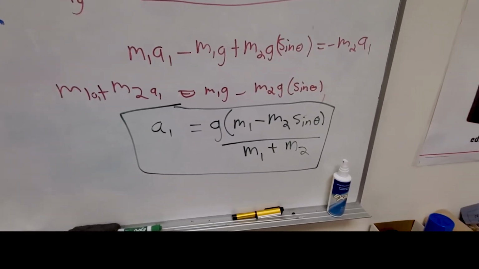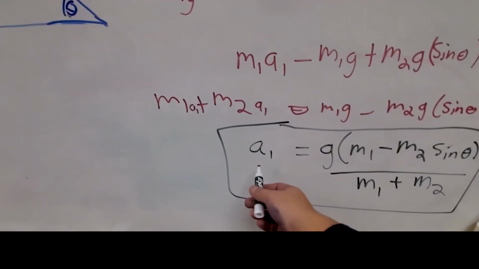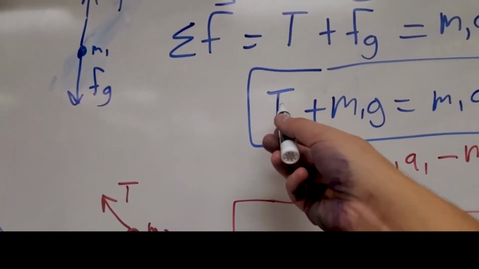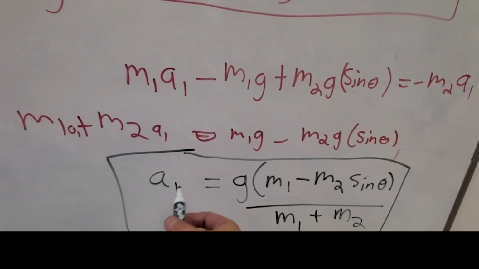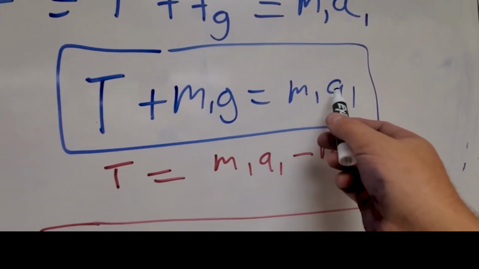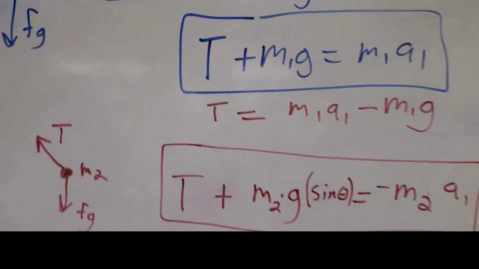What else was I going to say? You may see a problem like this where it says solve for the acceleration and then find the tension, right? Find the tension. Well, that's pretty easy to do. Once you find acceleration, you're just going to plug it back into the original formula right here: acceleration, mass 1, gravity, and solve for T. That's like a two-step problem.